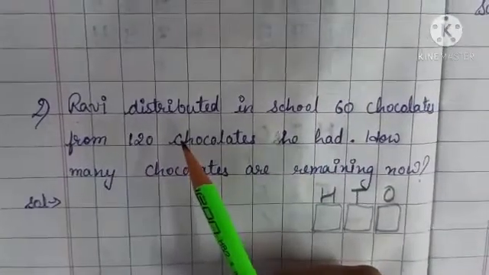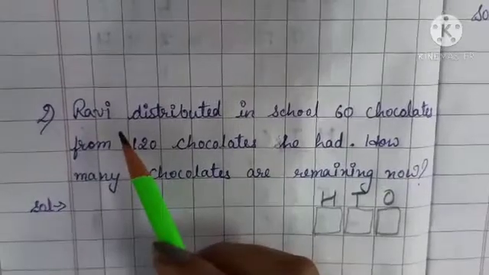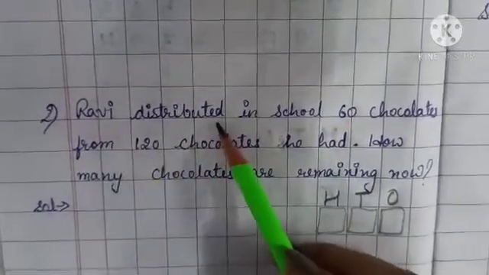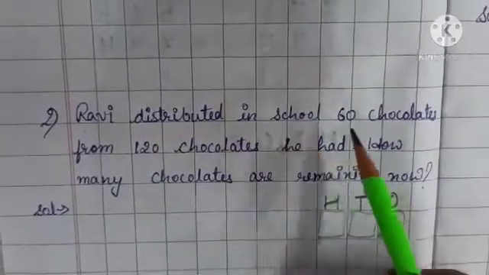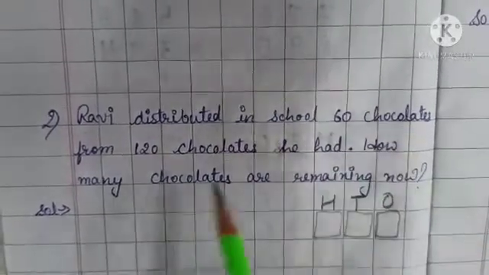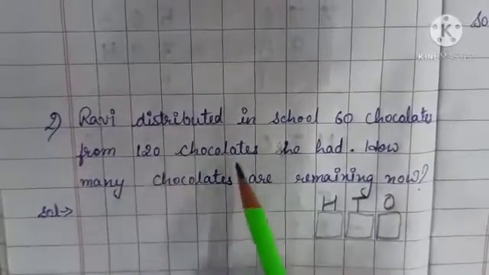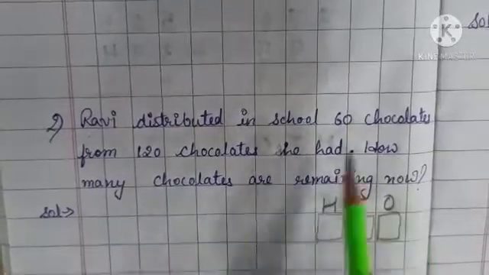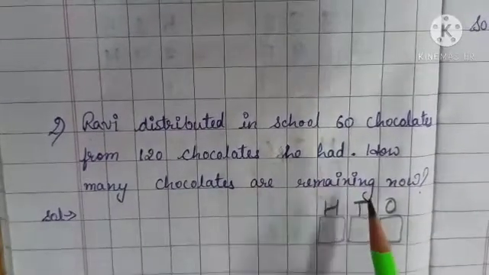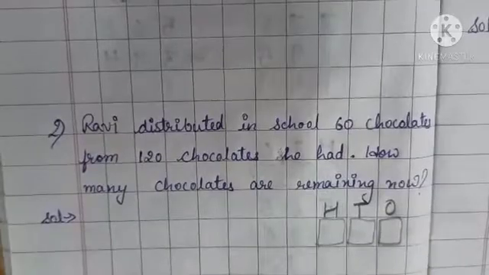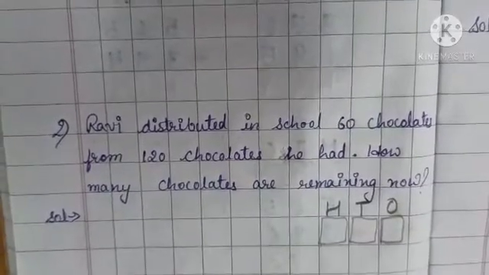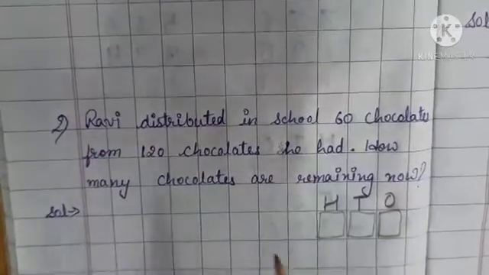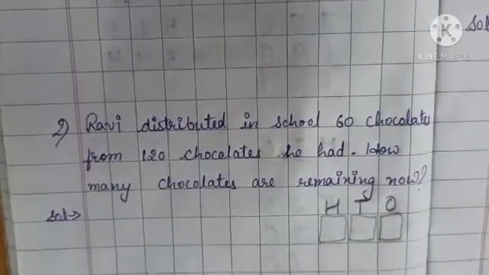Let's solve another example. First we need to read out the story problem. Ravi distributed in school 60 chocolates from 120 chocolates he had. How many chocolates are remaining now? Next step is to understand the statement. So the first line is a boy named Ravi.